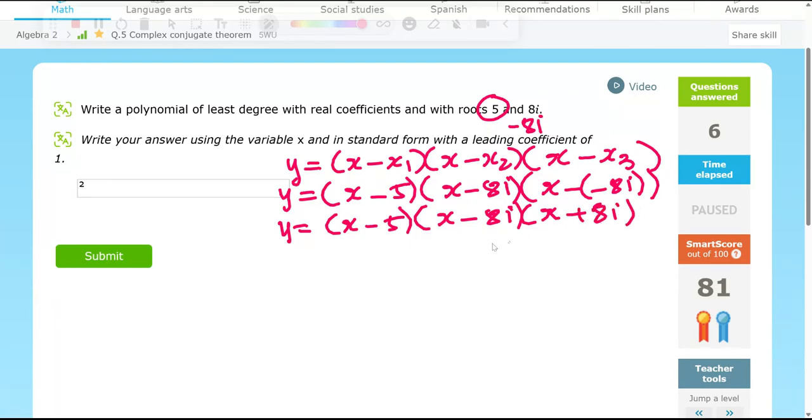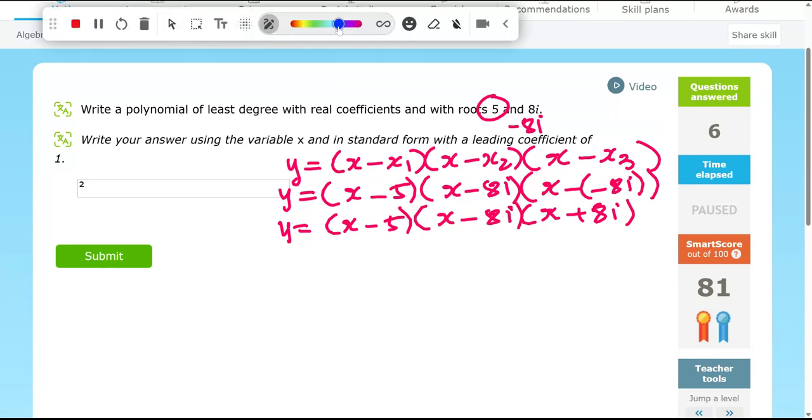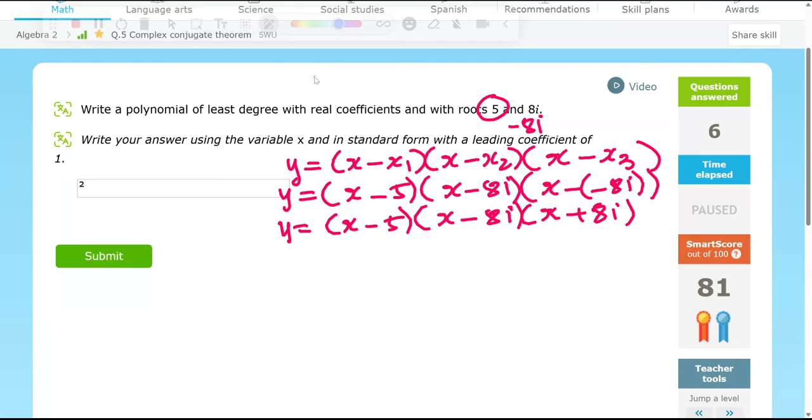Okay, 3 factors. Which two of them should we multiply first? It's 3 factors on the board. Should we multiply two of them first? No, we multiply this one because you remember the i cancels out. Is that right? Okay, you multiply the two factors that have the two conjugate solutions.